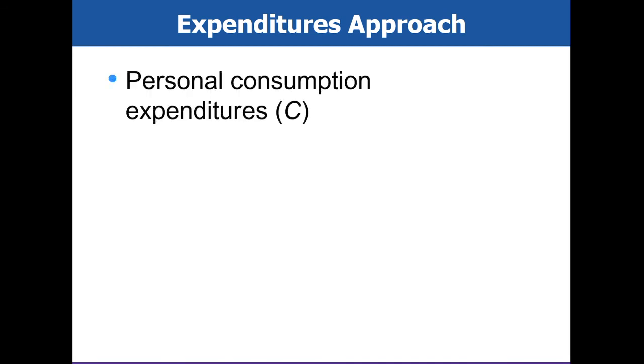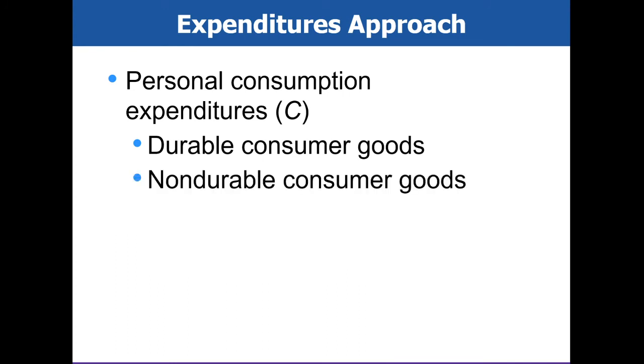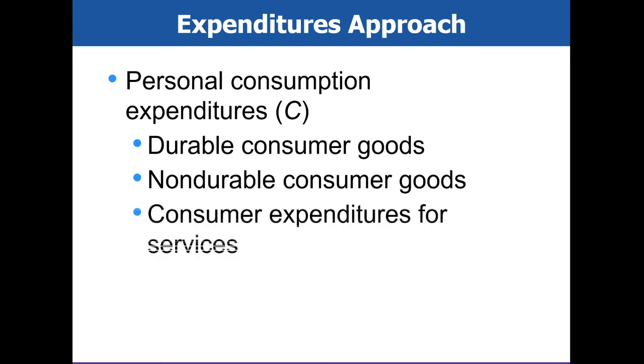So let's look at the expenditure approach. We look at personal consumption: durable goods, goods that last more than a year, non-durable goods, goods that don't last a year, okay? And any expenditure we pay on services. I go to get my hair cut, that is a service that's being provided, that will count in GDP.